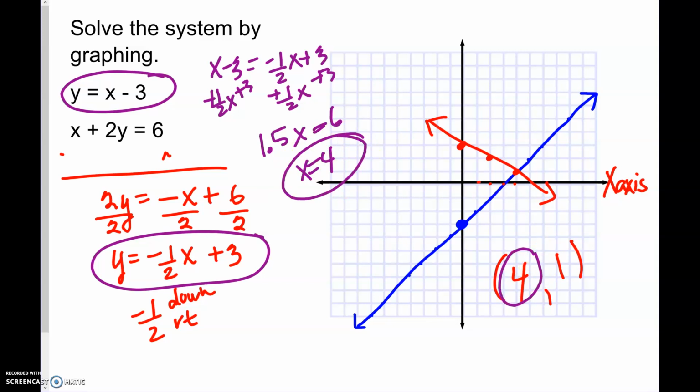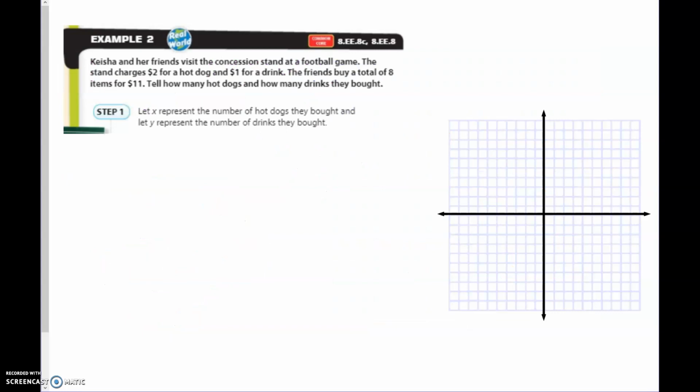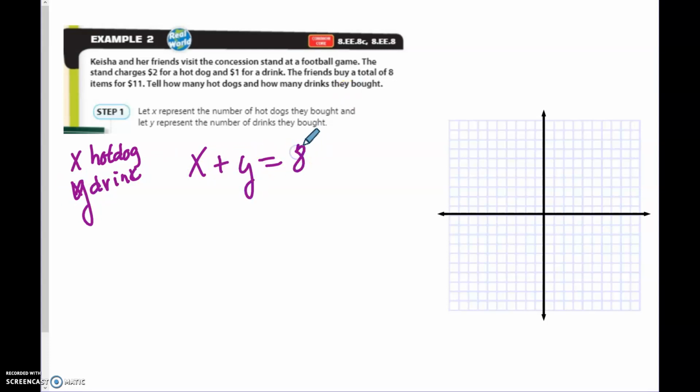All right, moving on. Keisha and her friends visit the concession stand at volleyball games. The concession stand charges $2 for hot dogs, so I'm going to have x be hot dogs, and I'm going to have y be drinks. The friends buy a total of 8 items for $11. So they buy some hot dogs, whoops, that's supposed to be a y, some drinks, and that is a total of 8 items. Now, it was $2 for a hot dog and $1 for a drink, and they spent a total of $11.